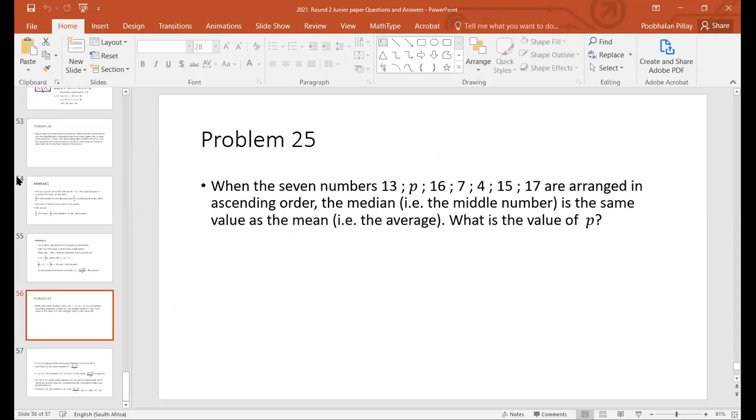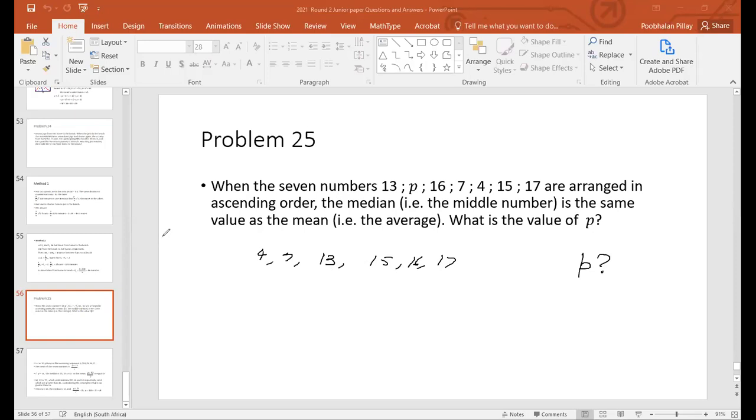When the 7 numbers, 13, P, 16, 7, 4, 15, 17, are arranged in ascending order. Now let's start arranging these numbers in ascending order. Okay, I've got 4, 7, 13, 15, 16, 17. That accounts for 6 of them. And there is this P. We don't know what this P is. It's somewhere here, but we have to place it somewhere. Depending on its value, we have to put it in its correct position.